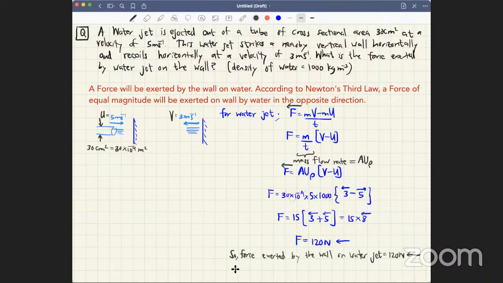Then what is the question? Hence, the force exerted by the water jet on the wall is going to be 120 Newton towards right side. Sometimes in an MCQ they might give you direction also in the answer, so both the answers will be available in the MCQ options, so we have to be very careful here.